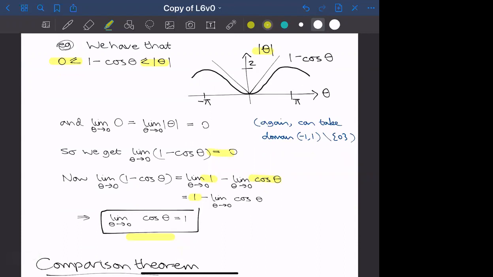But the point of doing exercises like this is it's not always so easy to see what a limit is going to be. And so we're developing these tools to let us calculate more difficult limits, you will see.